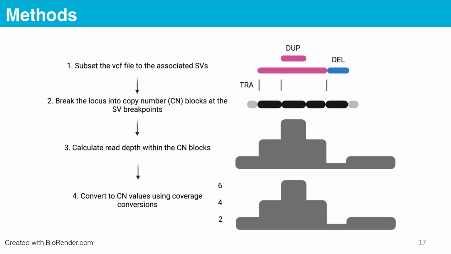So at each start or end of a structural variant, I broke that into regions in a bed file. So you can see these copy number blocks. And at each separate block, I calculated the read depth within them. So the read coverage I have shown here. And then lastly, I converted this read depth at each copy number block into copy number values. So instead of having a read depth, I then have copy number estimations of each.